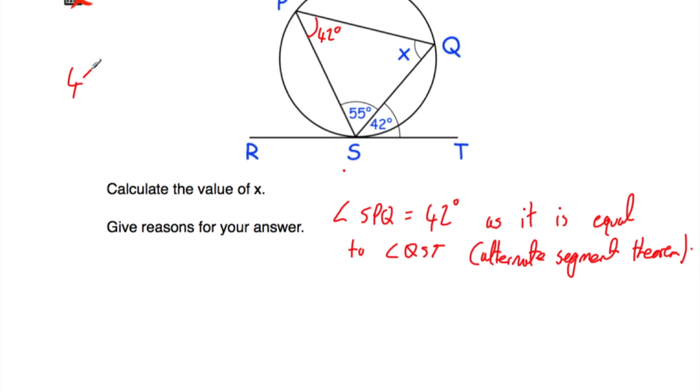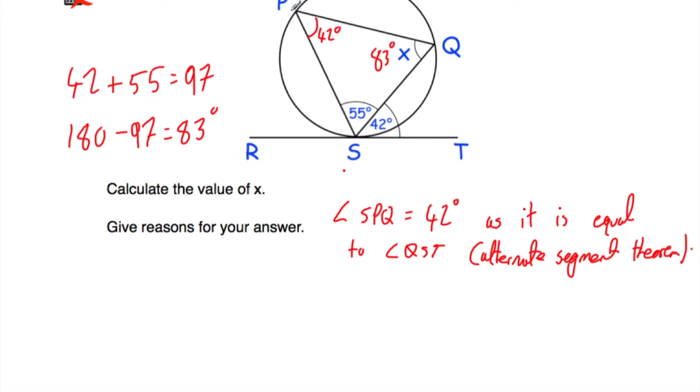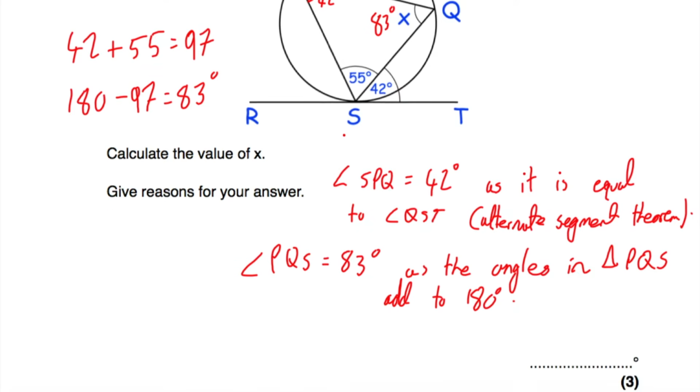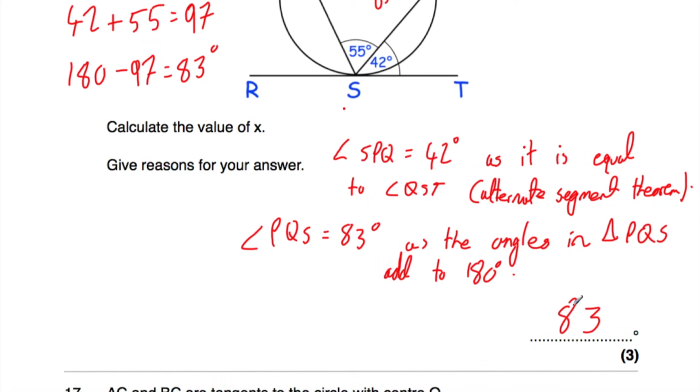So 42 plus 55 is equal to 97, and 180 take away 97 will be equal to 83. So that means that this angle is 83 degrees, and that's because the angles in triangle PQS add up to 180 degrees. So let's write that down. I've just written down the angle PQS equals 83 degrees, as the angles in triangle PQS add together to be 180 degrees. So the value of X is going to be 83 degrees.